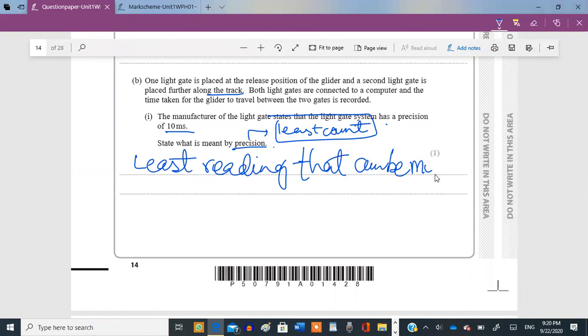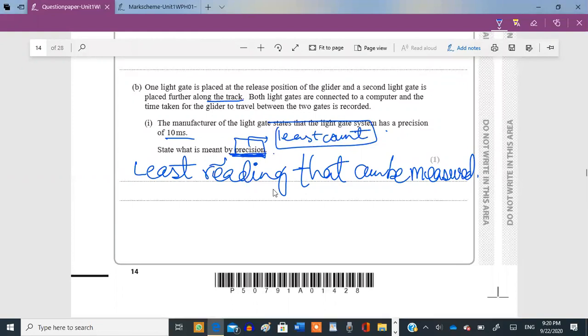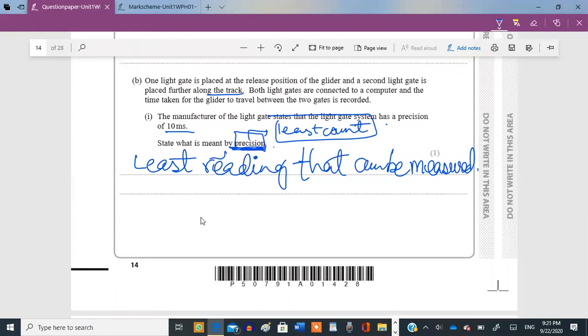And the smaller the precision, the better it is. For a better precision, it has to be smaller, meaning you should be able to measure very small values with the same apparatus. So if I were to compare a micrometer screw gauge with a vernier caliper, the micrometer screw gauge will have a better precision because it has a smaller least count.